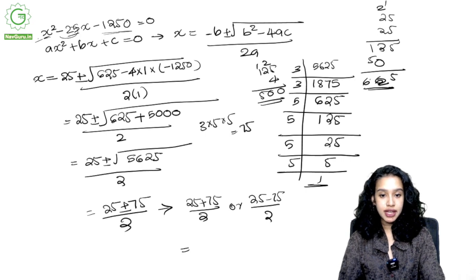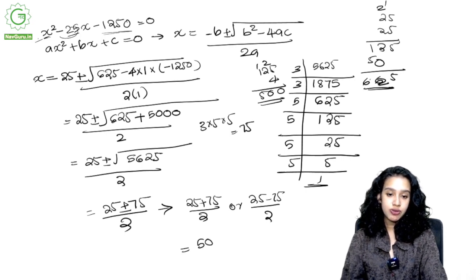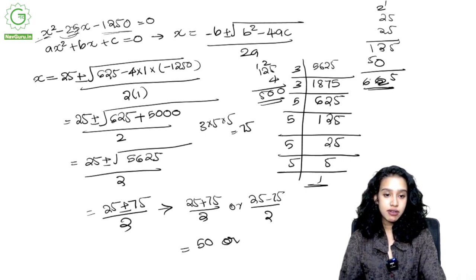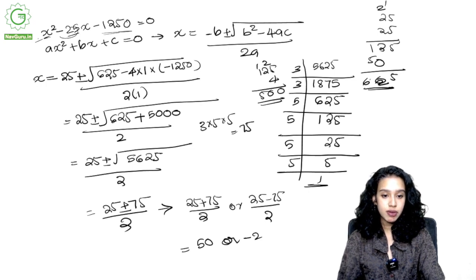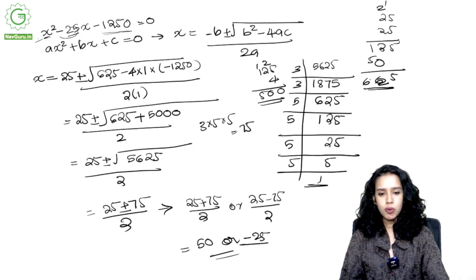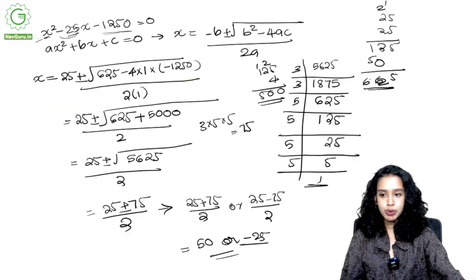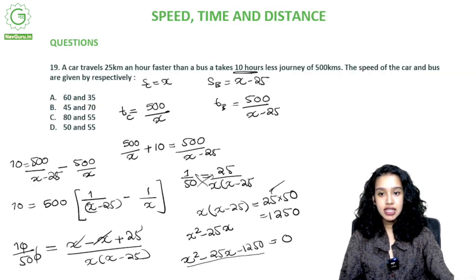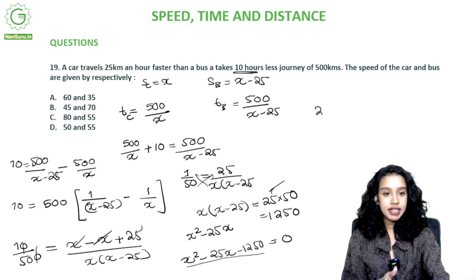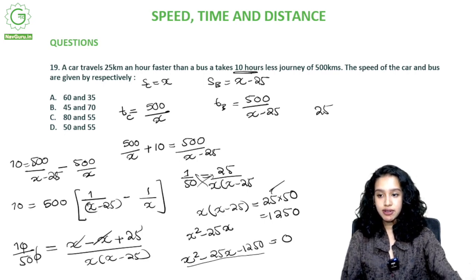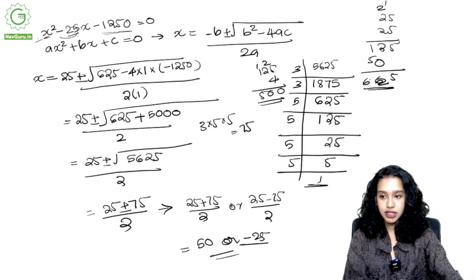Which is equal to 75 plus 25, that is 100 by 2, or 25 minus 75, let's take minus 50 by 2, that is minus 25. Minus just means it's in the opposite direction. So the answer of this question would be 25 and 50. That is, the difference should be 25, right? 25 and 50, the one should be the double of the other, right?